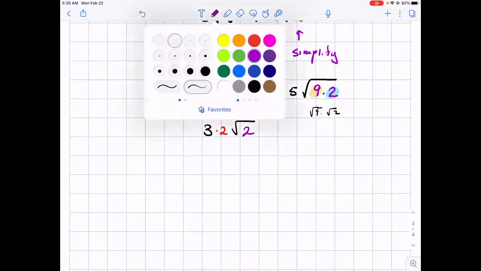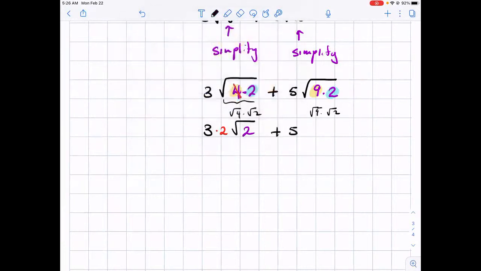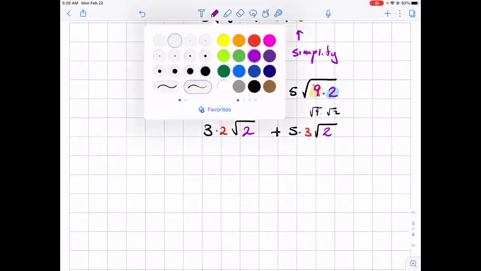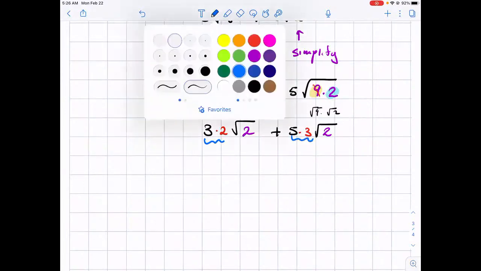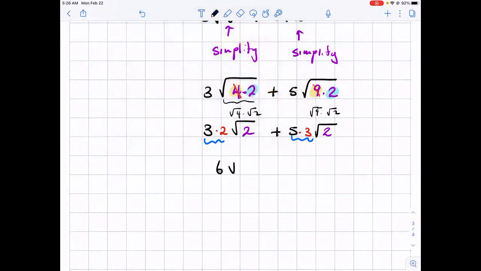Okay, plus 5. The root of 9 is 3. And what's left is my radical 2. So now we can multiply these two, those coefficients, they are now coefficients. So 3 times 2, this becomes 6 radical 2, plus 5 times 3 is 15 radical 2.